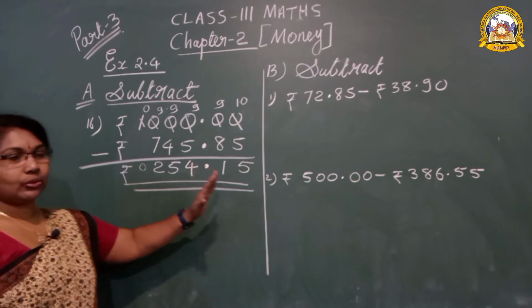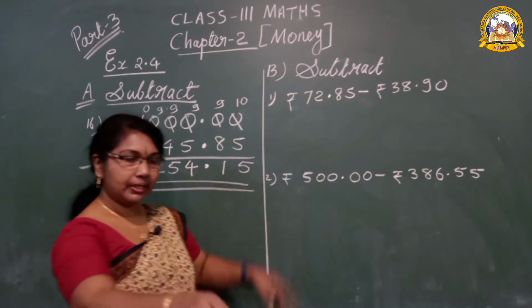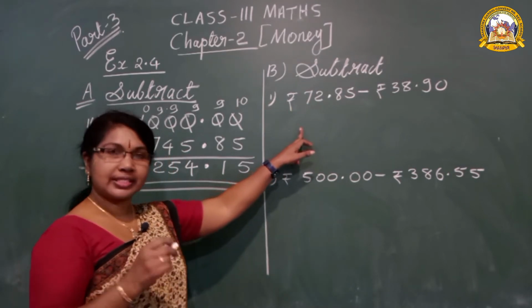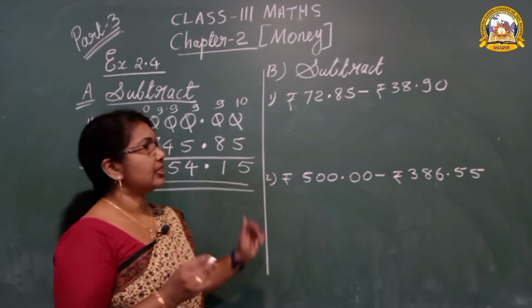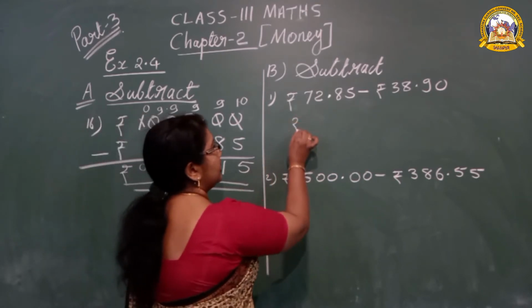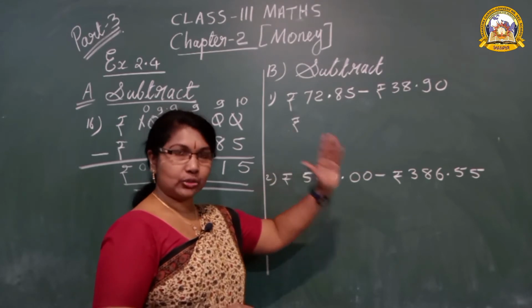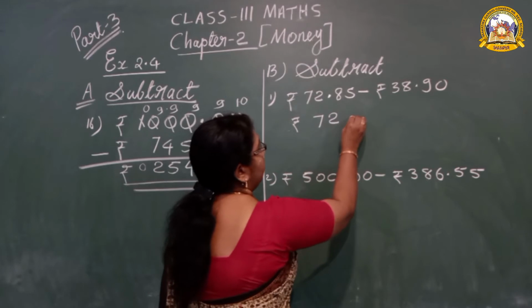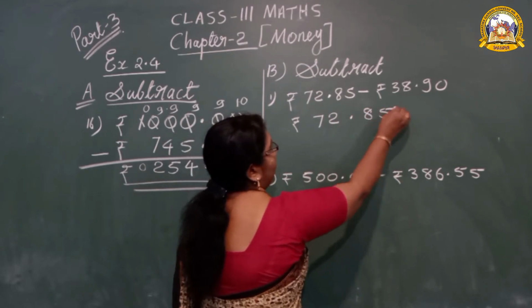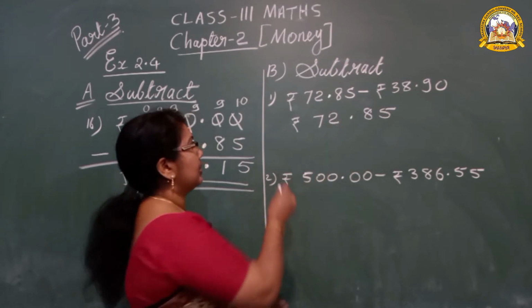Now look at question number B. Subtract. Question number B, you have to do that in the CW. Why? Because in your book there is no space, students. While you are writing in CW, you should write each digit in each column. Then 72.85. How many rupees? 72 rupees 85 paise.